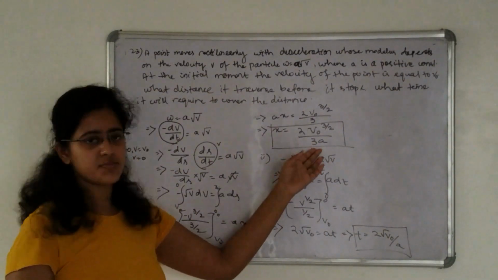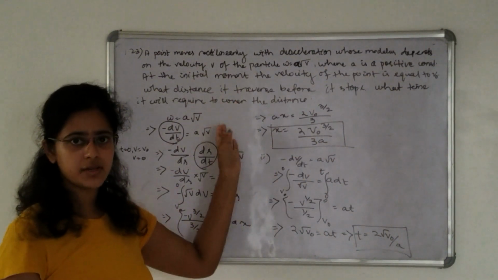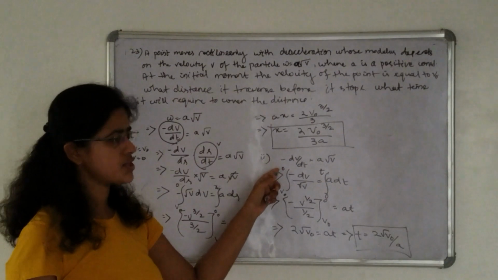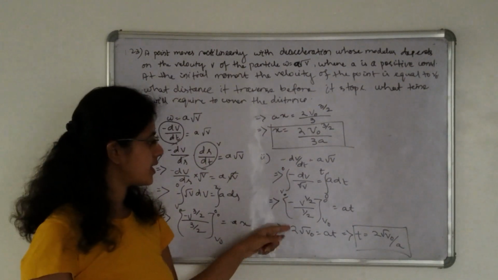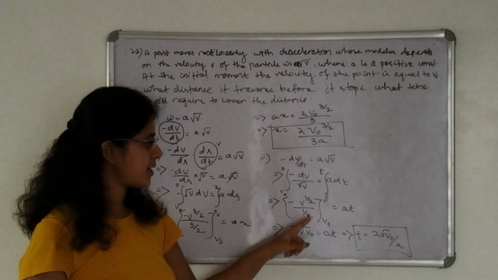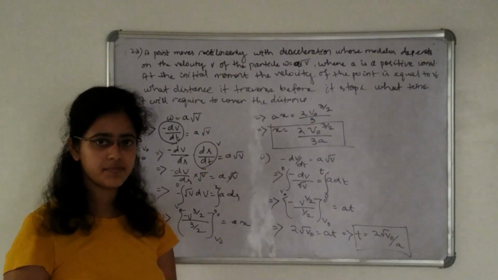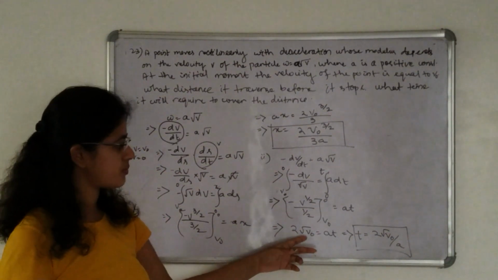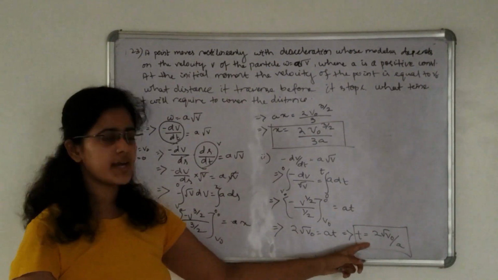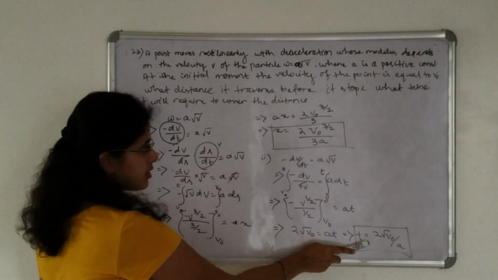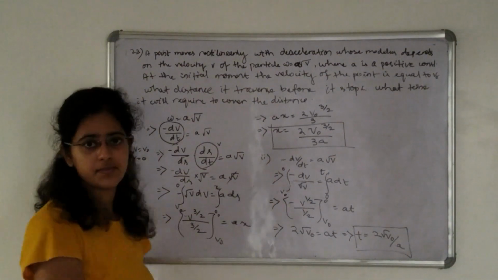Let us take it requires t time to cover this much distance. So after covering this much distance, it stops, means the point comes to rest. Velocity is 0. So it is minus v to the power half divided by half. Limit is from v naught to 0 is equal to a t. And this is 2 into root over of v naught is equal to a t. So we get t. So this much time is required to cover this distance.